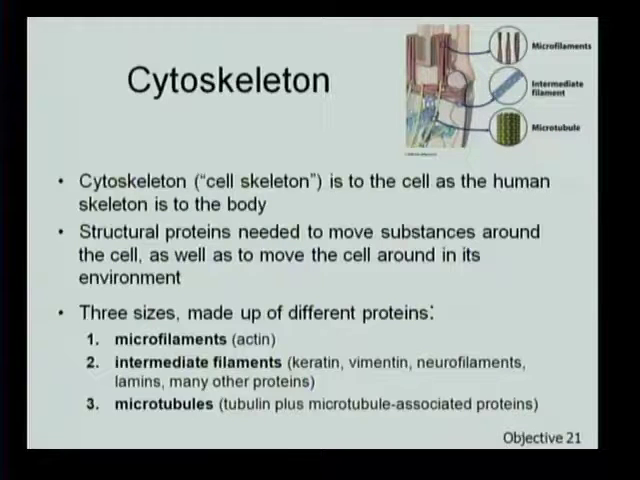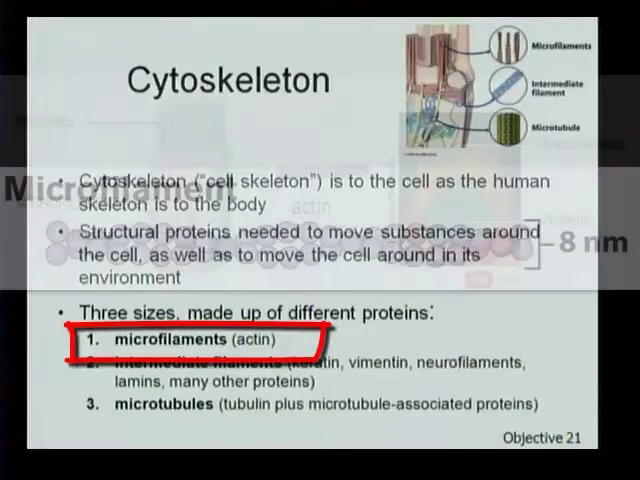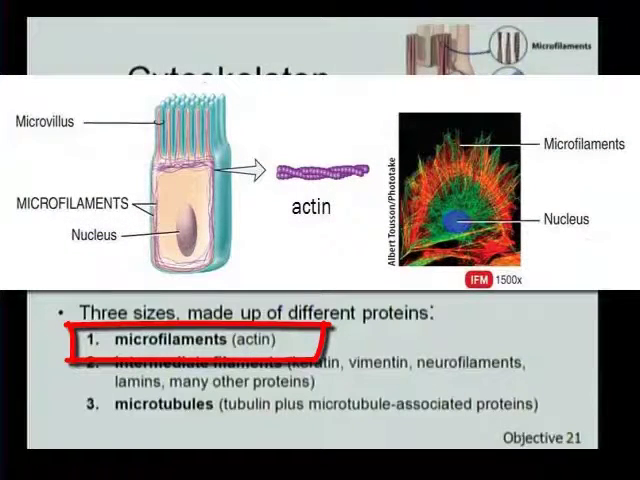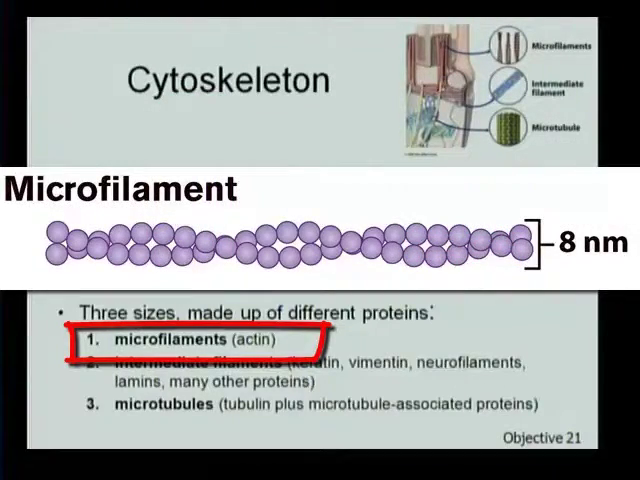So in the cytoskeleton, we have these structural proteins, and we group them into three different sizes, and these three different sizes are made up of different proteins. The smallest of these, and this is not surprising when we look at the name, is a protein called actin, and actin, when it gathers together in strands, makes up a cytoskeletal element that's the smallest of the three, called microfilaments.